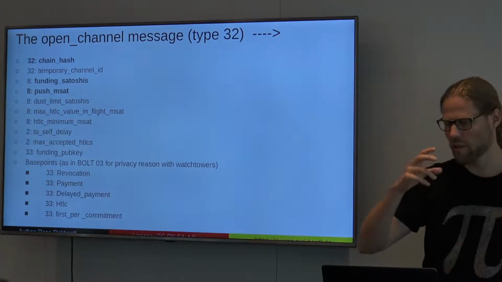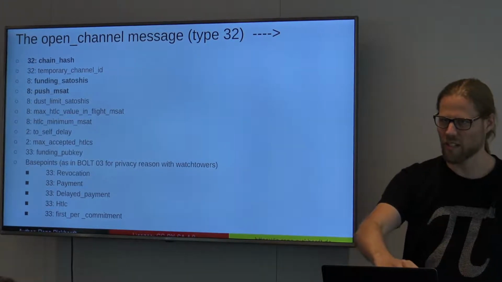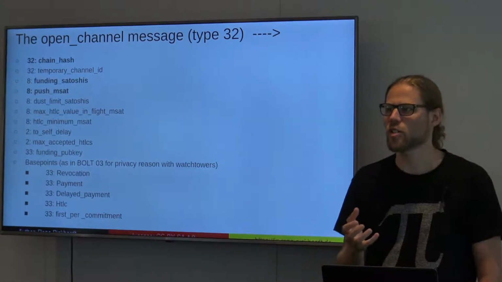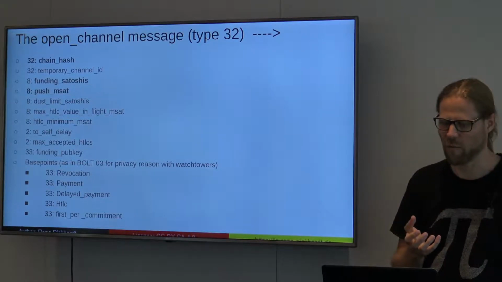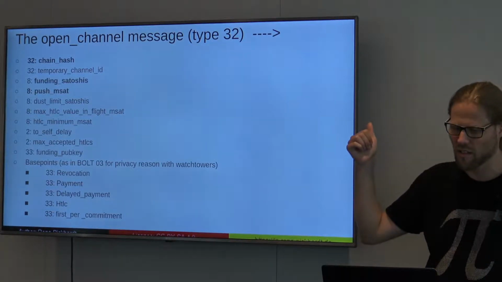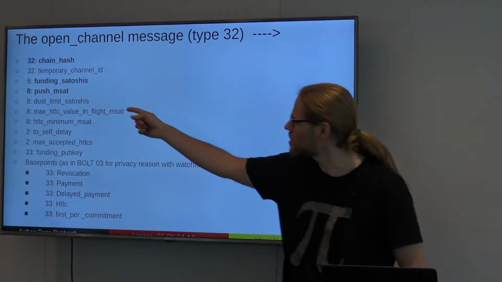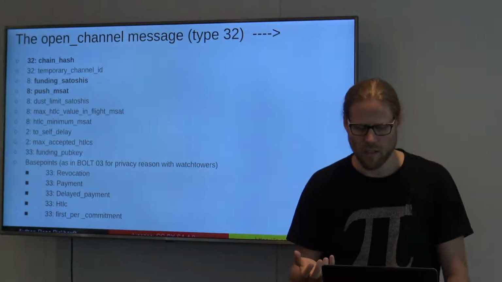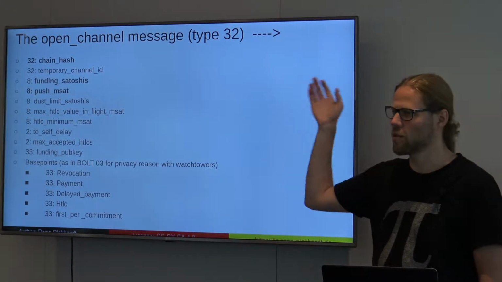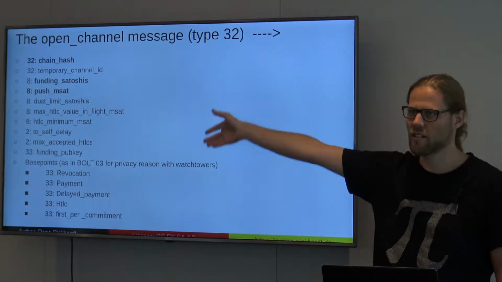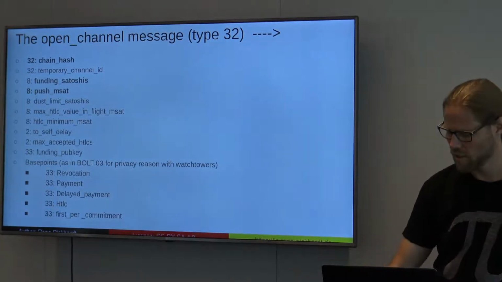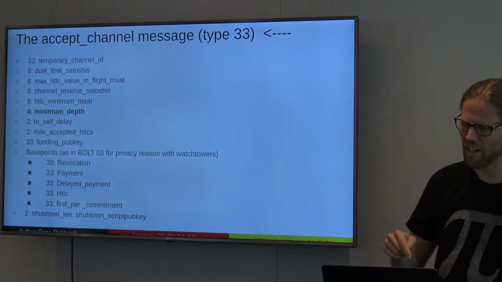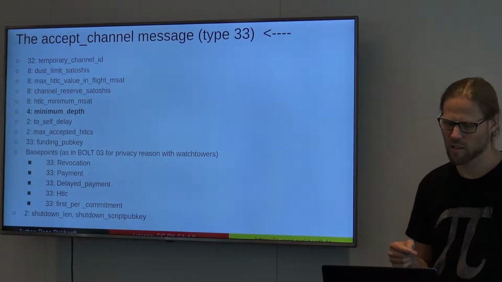I mean, it's a very technical list of data, but if you think about all these values that we have there, it's pretty much what you would assume when you see how Lightning works, right? The funding satoshis make sense, the hash chain, and the rest is just some configuration of the Lightning channel as it is. So this is what Alice suggests to Bob and says, hey, I want to open a channel, and this is my offer. So now Bob will answer with the channel accept message.